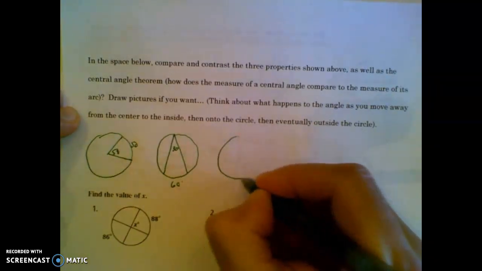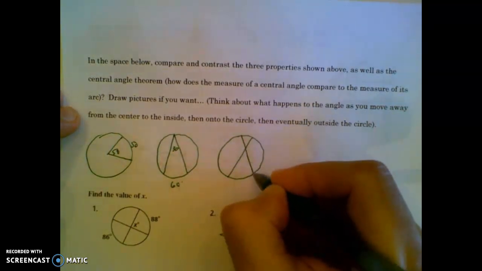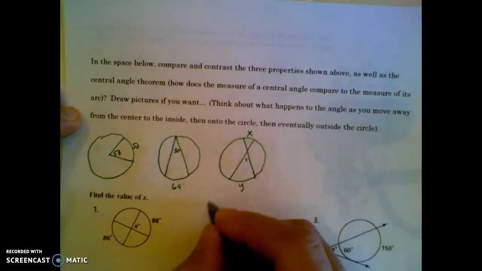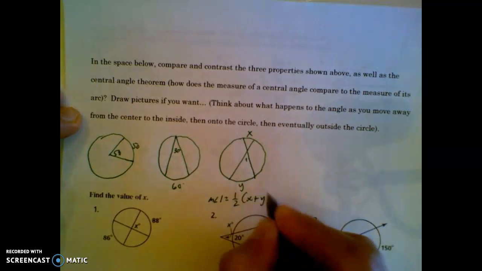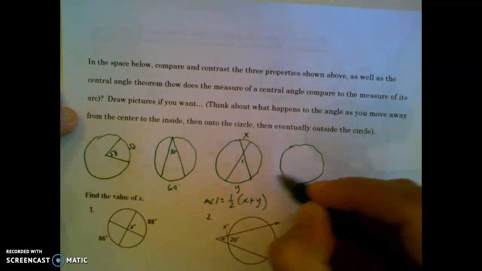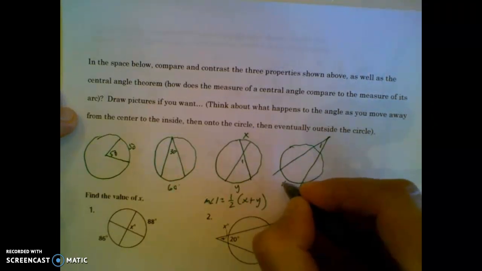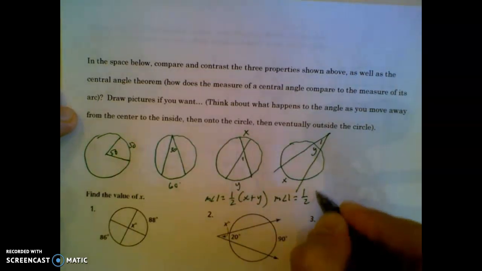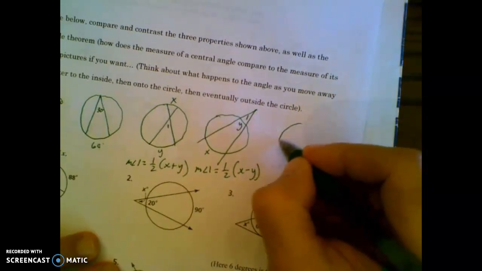The third scenario is where the intersection's on the inside but not at the center. But if it was at the center, this would still work. But this angle, if I call that x and y, measure of angle 1 would equal 1/2 of x plus y. And then the fourth scenario, where the intersection's on the outside, something like this. Call that angle 1, call this big one x, this one y. So now the measure of angle 1 is equal to 1/2 of the big arc x minus the little arc y.